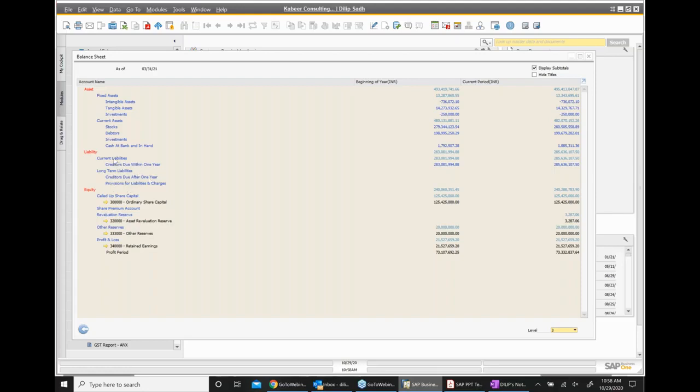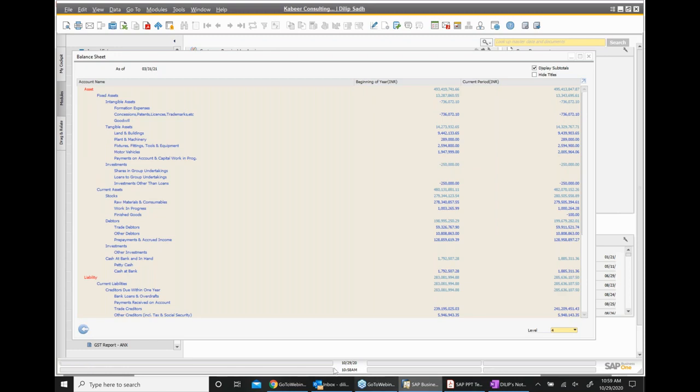What is the example of current liability? Which is due within 1 year, that is current liability. What is the definition of long-term liability? Creditors which are due after 1 year. This is an example. That is label 3. If I go to label 4, this is label 4.